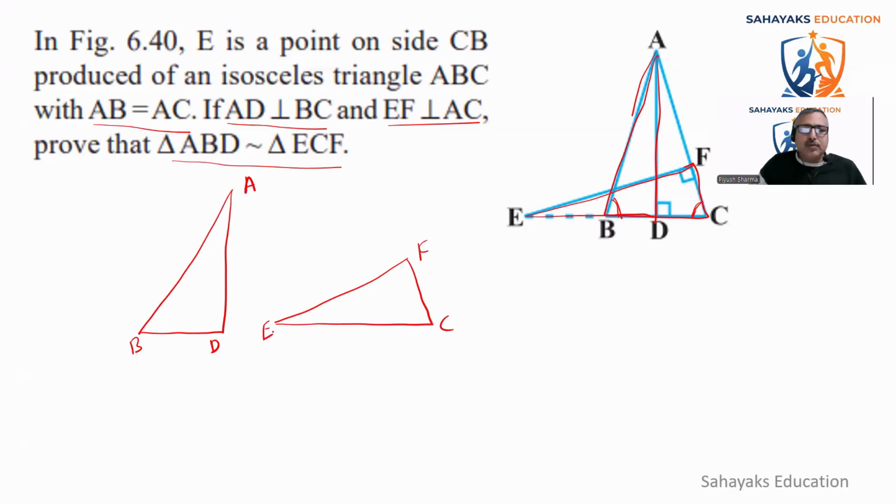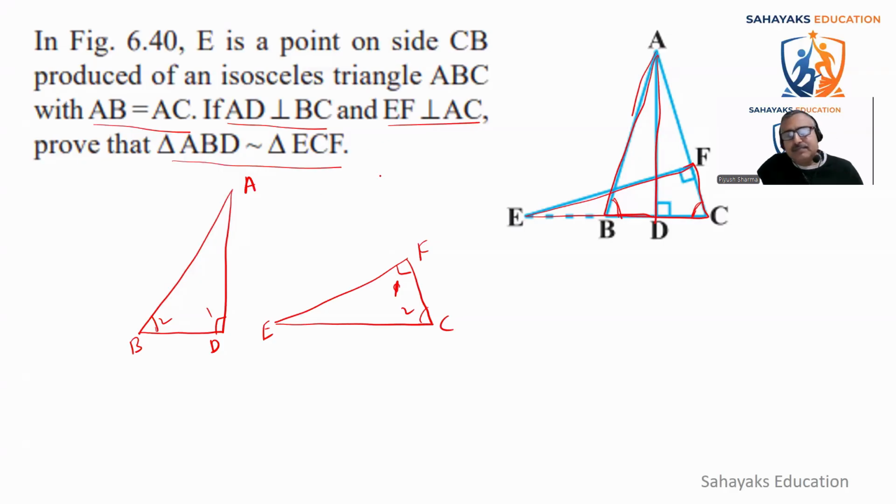Okay, so we know that this angle is equal to 90. I'll say 1, and this angle is equal to 90. I'll say 1. Now, we also know that angle B is 2. This is angle 2. When two angles are same, these two triangles are similar. ABD is similar to ECF.